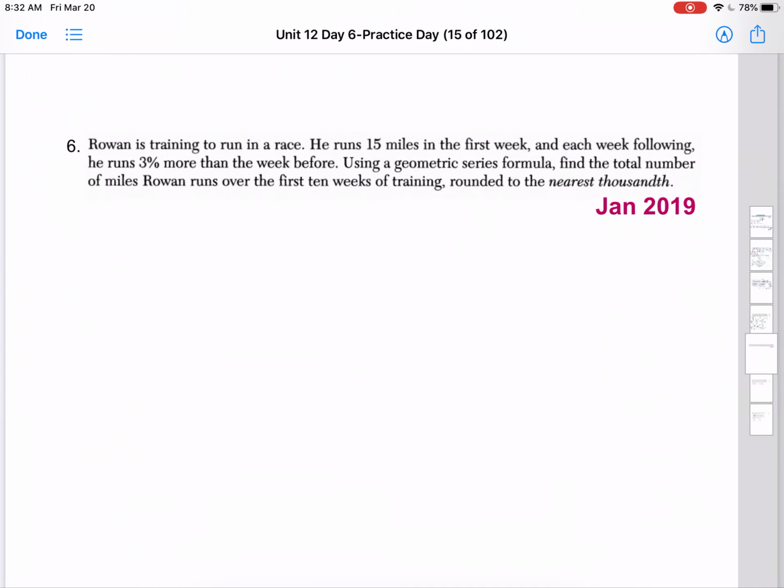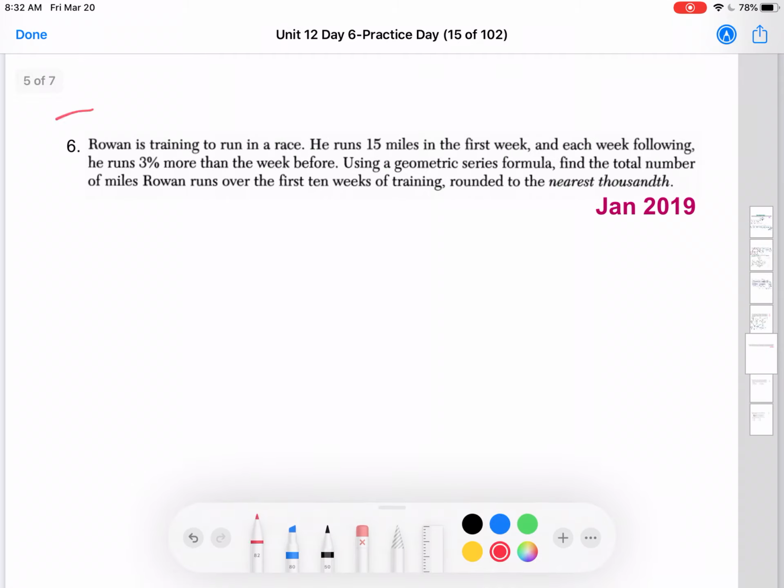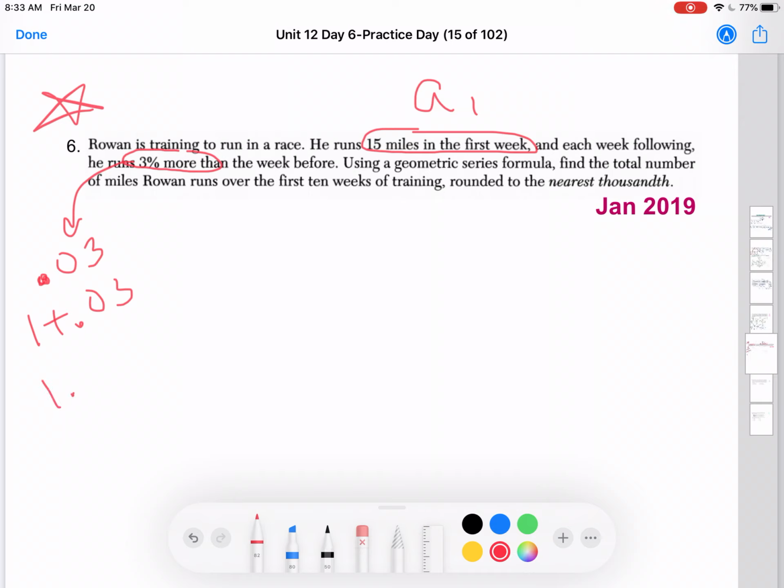All right, number 6. So classic, on every Regents. Let's try to really be great at a question like this. So it says Rowan is training to run a race. He runs 15 miles the first week. I think we're getting good at this now, right? That's our A1. And each week following, he runs 3% more. So we know that's an increase. I'm sure right away now you're putting 0.03. You know that it's 1 plus 0.03. So my common ratio is 1.03.